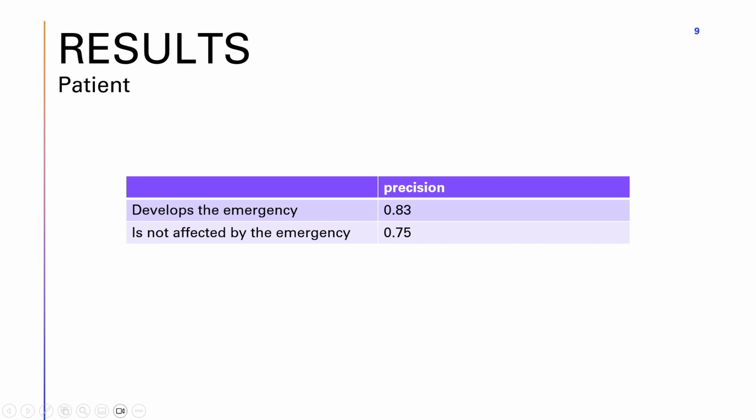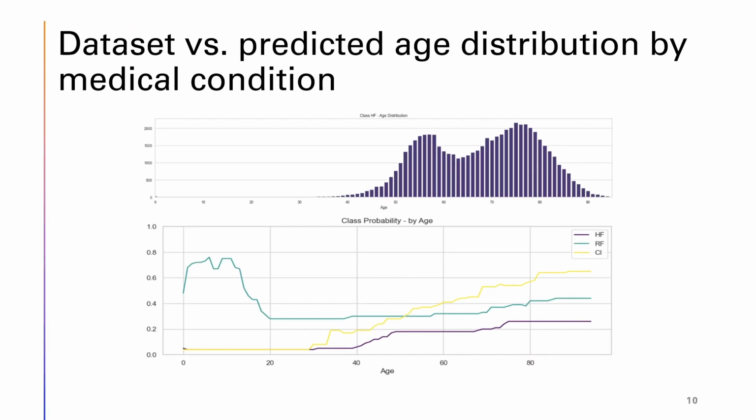On the patient side, our main metric that we are interested in is precision. Precision represents the proportion of instances predicted as positive that are actually positive. So we can see that both falling ill and not falling ill are estimated with quite high precision. Visually, you can see in this case too how well predictions model reality.